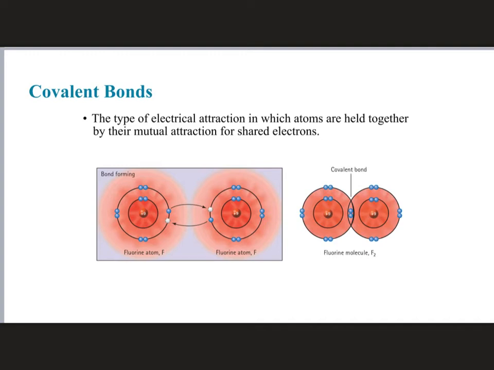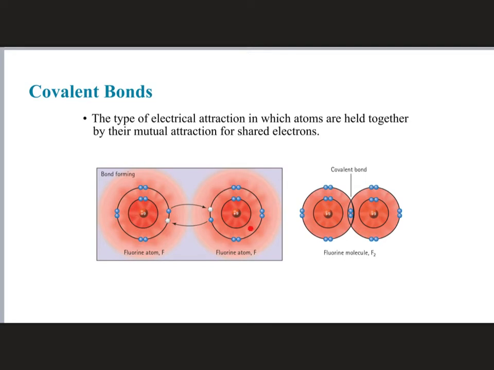Consider two fluorine atoms. Here I have a fluorine atom there, here I have a fluorine atom there, and I bring them close together. Now when you look at an individual fluorine atom, we can see that there's two electrons in its innermost shell, so that's filled, and then there's 1, 2, 3, 4, 5, 6, 7 electrons in its outermost valence shell. Remember, atoms want to have their valence shells completely filled. And so if it could have another electron right here, this atom would be completely happy.